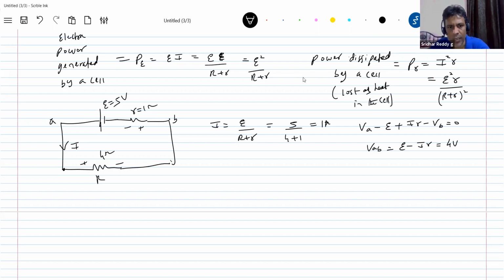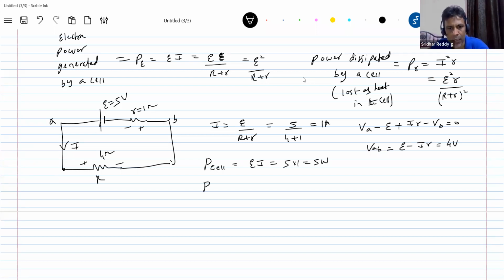Let's find the power generated by the cell. This should be equal to E into I. So E is how much? 5. I is how much? 1 ampere. So 5 watt. For every 1 second, 5 joules will be generated.